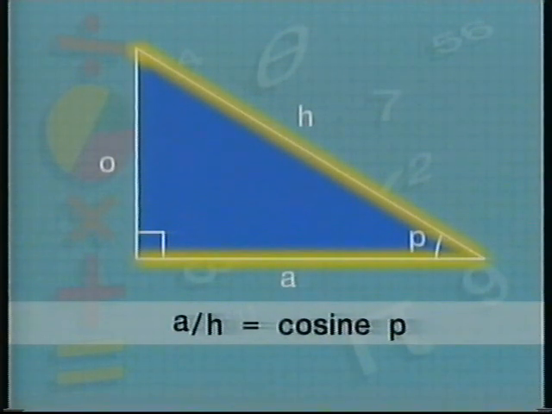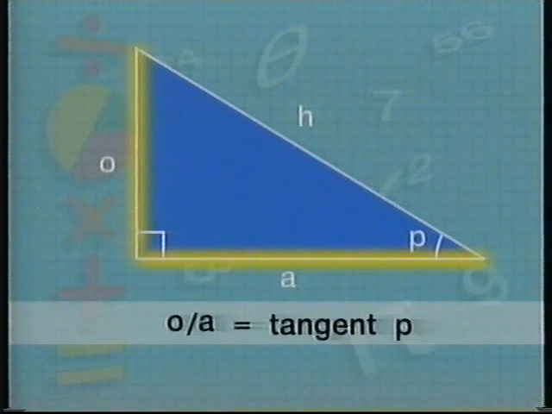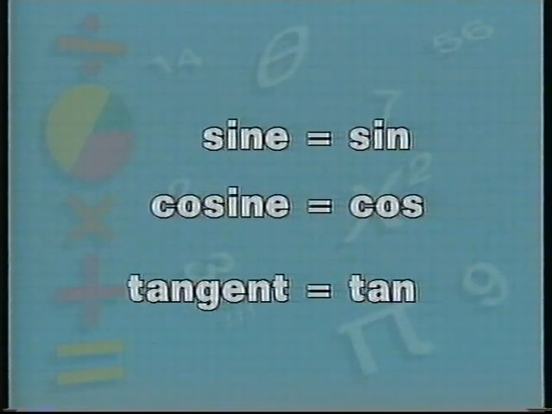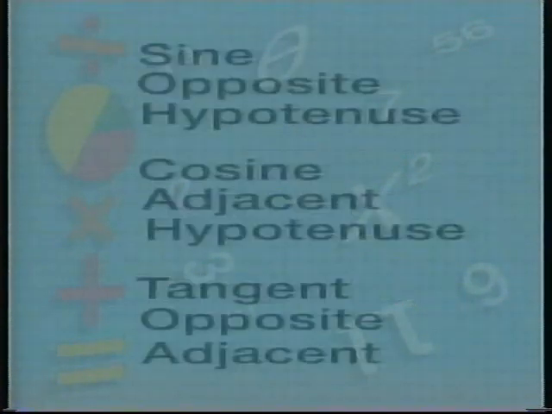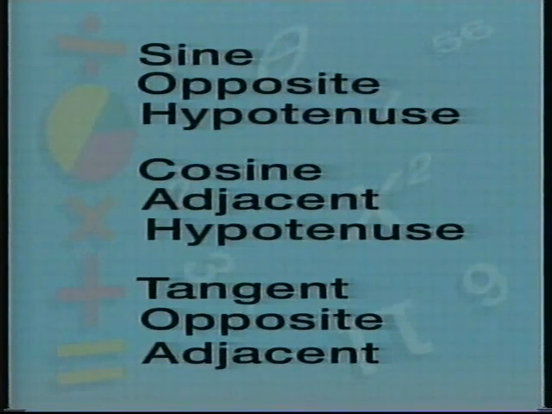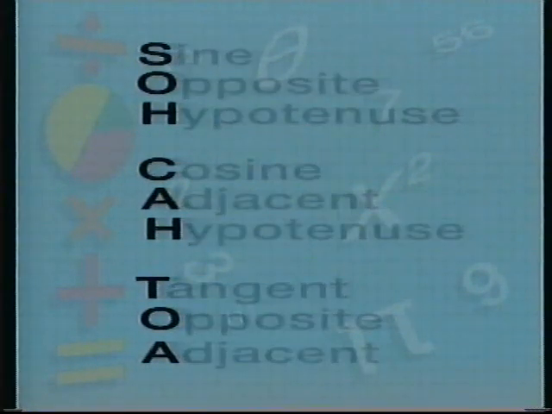The ratio of the adjacent to the hypotenuse is called the cosine of angle P. The opposite divided by the adjacent also has a name, and it's called the tangent of angle P. Sine, cosine and tangent are often shortened to sin, cos and tan. One handy way to remember them is the word SOHCAHTOA. The first letters of each part give you S-O-H, C-A-H, T-O-A.